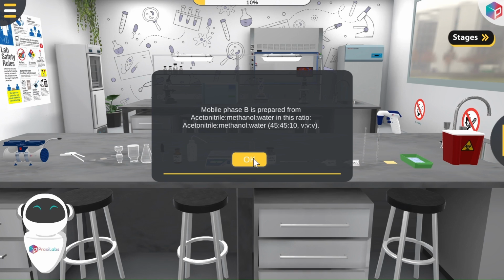Mobile phase B is prepared from acetonitrile, methanol, and water in the following ratio: 45 parts acetonitrile, 45 parts methanol, and 10 parts water by volume.